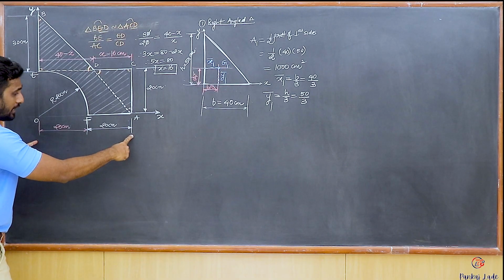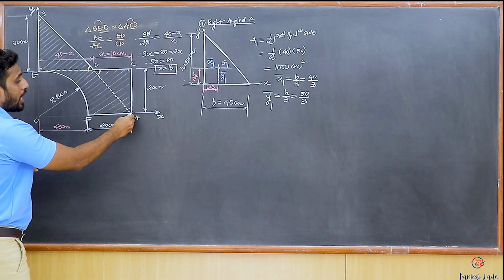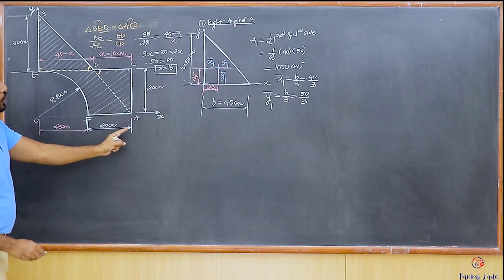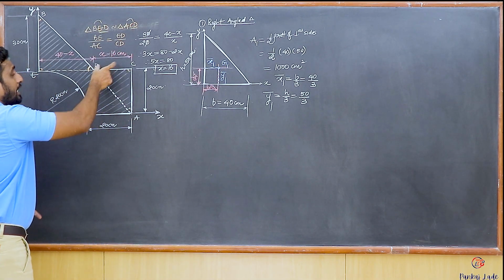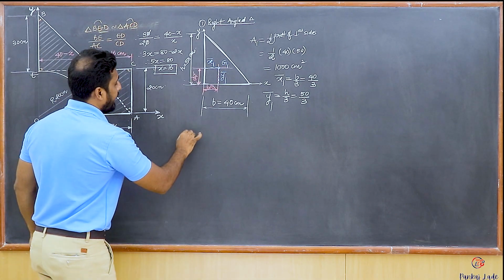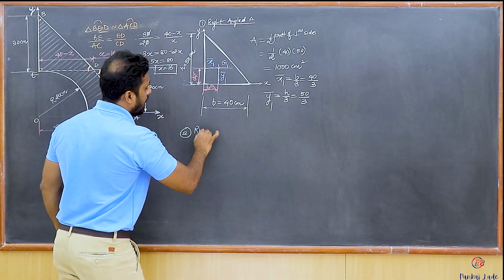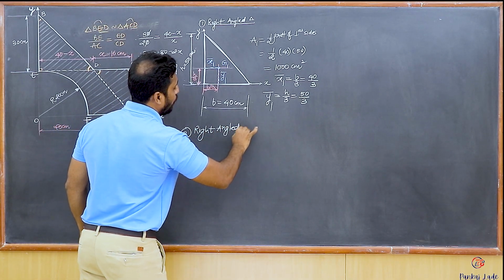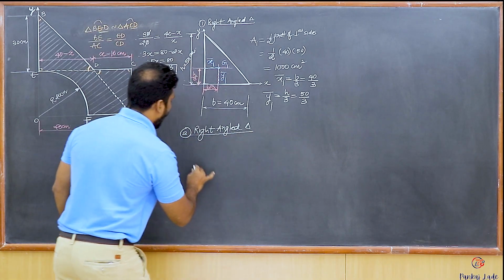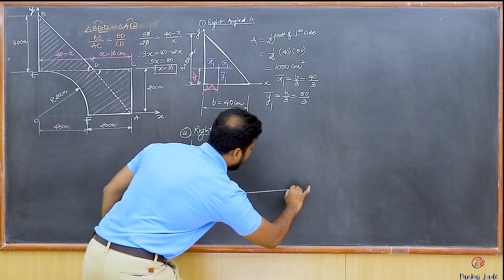This length is 40 centimeter. So your right angle triangle corner A is placed at a distance of 40 centimeter. What about the height? It is 20 centimeter. What about the base? It is 16 centimeter. So I take the second right angle triangle now, and you draw the diagram at an exact position with respect to the original x and the y axis.